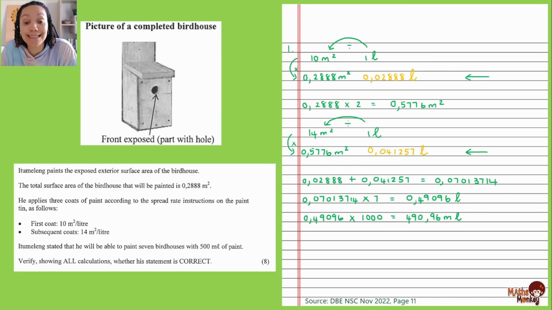So if we look at what Itumeleng said, he can paint 7 birdhouses with 500 mils. Do you see that if we painted with our 3 coats and all 7, we will need 490.96 milliliters? So 500 milliliters, does he say, we'll be able to, so yes, his statement is valid. 500 milliliters will be enough.